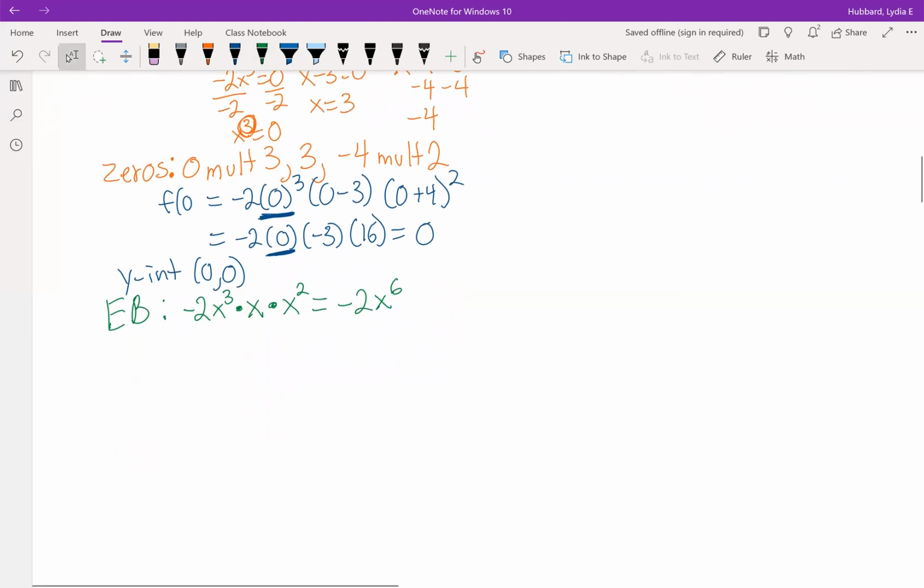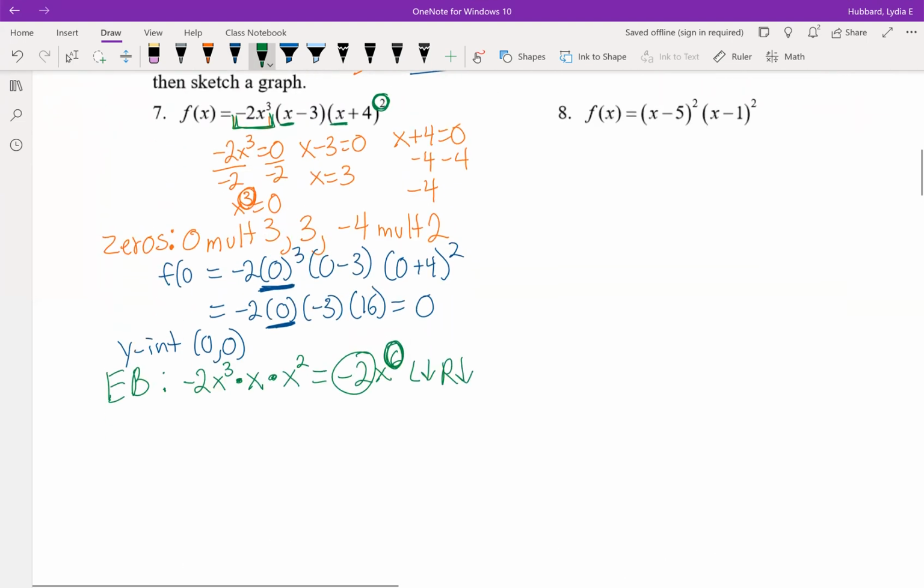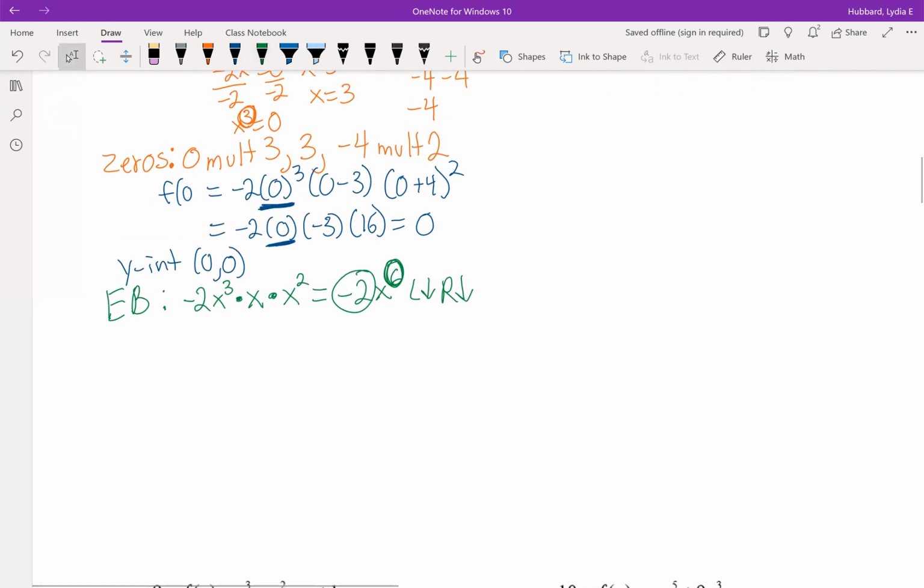So what that's telling me is it's negative out front. So that's telling me that my right side is going down, but it's an even degree. So that tells me that my left is matching my right. My left is also going down. But this asks me to state it using proper limit notation. So we're going to go ahead and list that in limit notation.